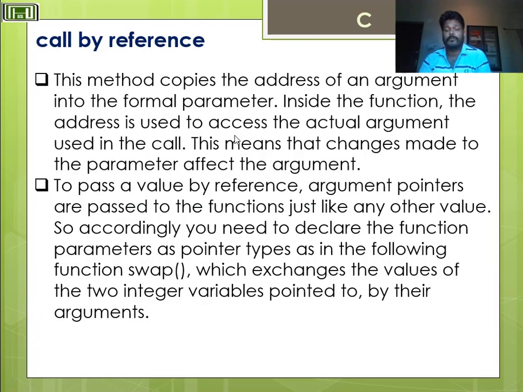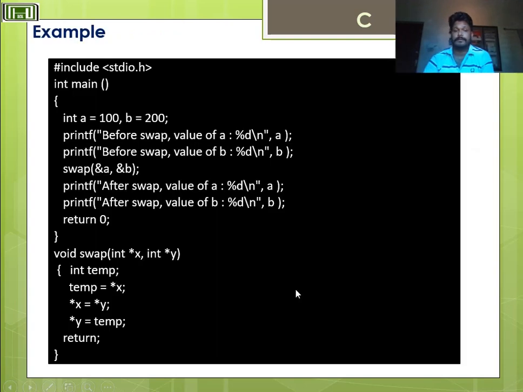This method copies the address of an argument into the formal parameter. Inside the function, the address is used to access the actual argument used in the call, and this means that the changes made to the parameter affect the argument. So to pass a value by reference, argument pointers are passed to the functions just like any other value. Here is an example for this method, call by reference.